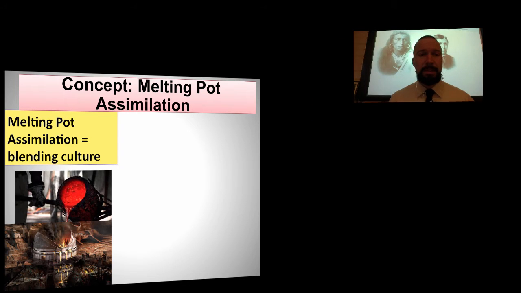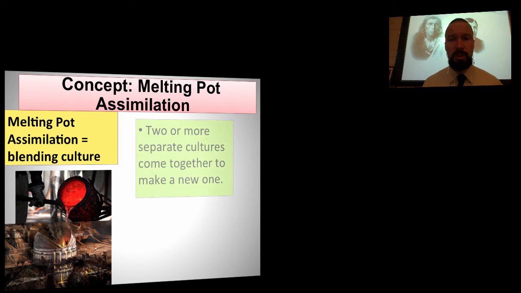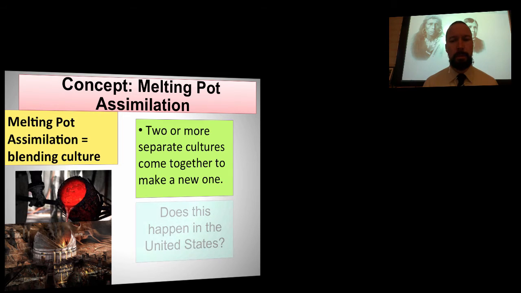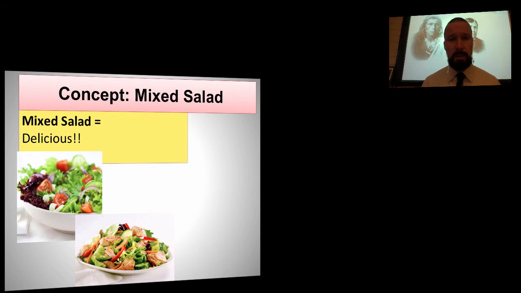Melting pot assimilation would be the blending of cultures. You would take 2 or more separate cultures that come together and make a new culture, taking some of the attributes of the immigrant who's coming in, but also that immigrant is getting absorbed into the main culture and taking on a lot of that culture. Was that clear? Does this happen in the United States is the question. Not an easy question to answer, obviously not a yes or no, but we believe it happens in a couple different ways. Melting pot explains some of it. But overall, I don't know, maybe you could speak to that, which is what we did in class.